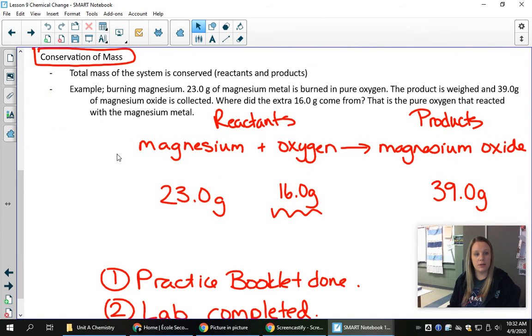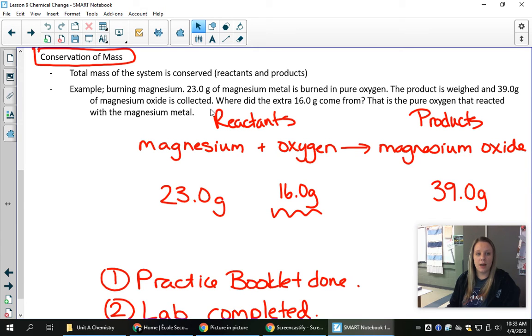There's an example here that says we're burning magnesium metal. So 23 grams of magnesium metal is burned in pure oxygen. The product is weighed and 39 grams of magnesium oxide is collected. Where did the extra 16 grams come from?